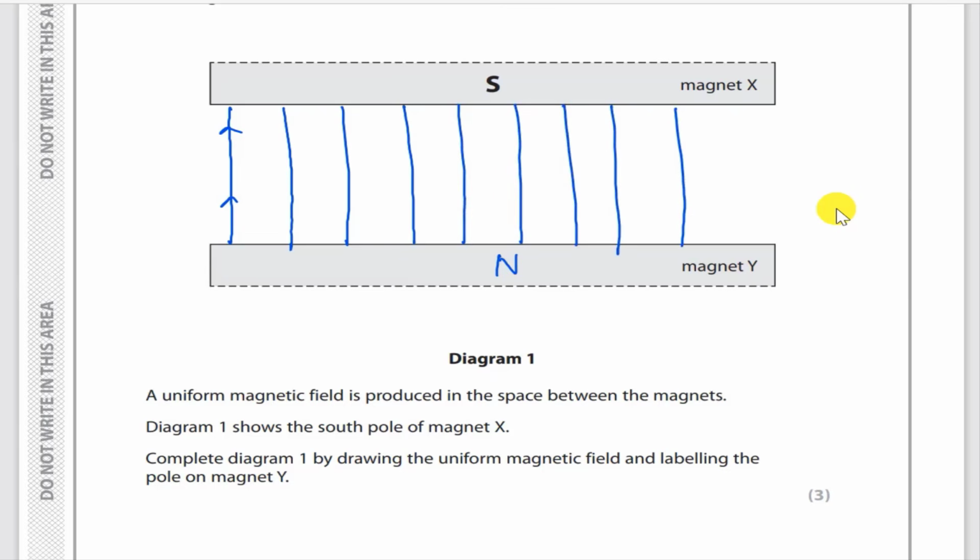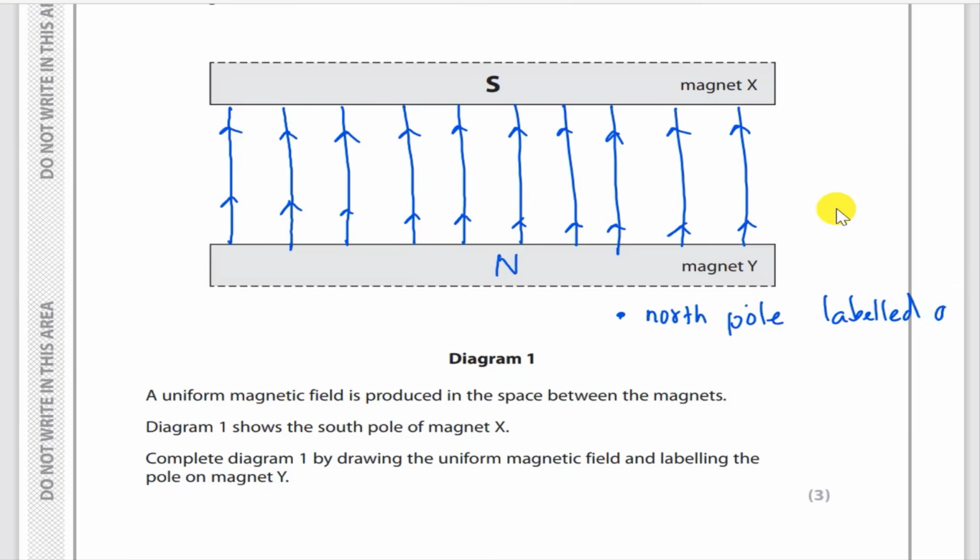Uniform magnetic field equally spaced here, and magnetic lines of flux start from the north pole and end at the south. So remember, lines drawn straight and vertical between the magnets. So north pole labeled on magnet Y.